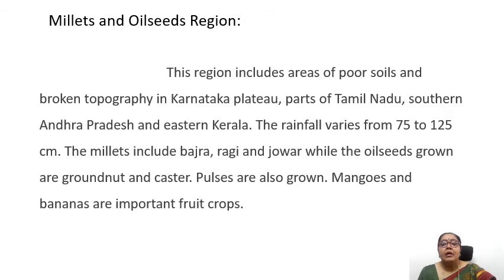Again, oilseeds are grown, and we have groundnuts and castor seeds produced. Pulses are also grown. Mangoes and bananas are the important fruit crops in this region. We see that it is even producing rice. We have rice, pulses, fruits and millets growing in these areas, and the farmers have a huge market for the produce they have created.